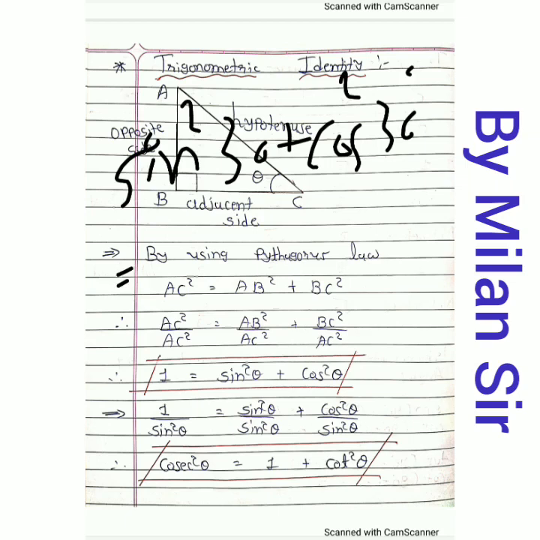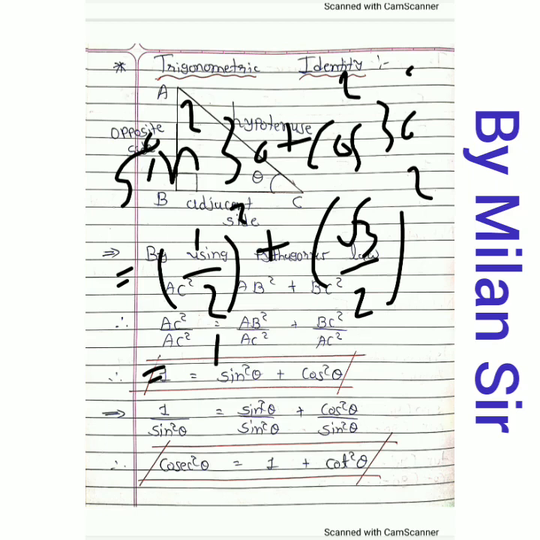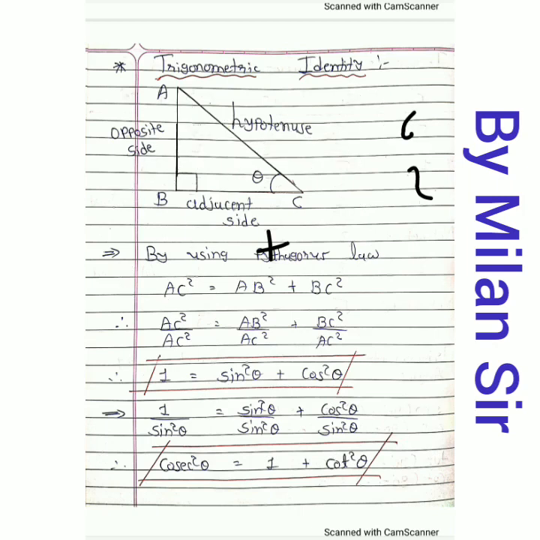The value of sine 30 that we already learned is 1 by 2, so here 1 by 2 all square. Cos 30 is root 3 by 2 all square. So 1 square is 1 and denominator 2 square is 4. Here root 3 square is 3 and in the denominator 2 square is 4. Now take LCM. 1 plus 3 is 4, 4 by 4 is 1. So we get sine square theta plus cos square theta equal to 1. This is true for every value of theta.